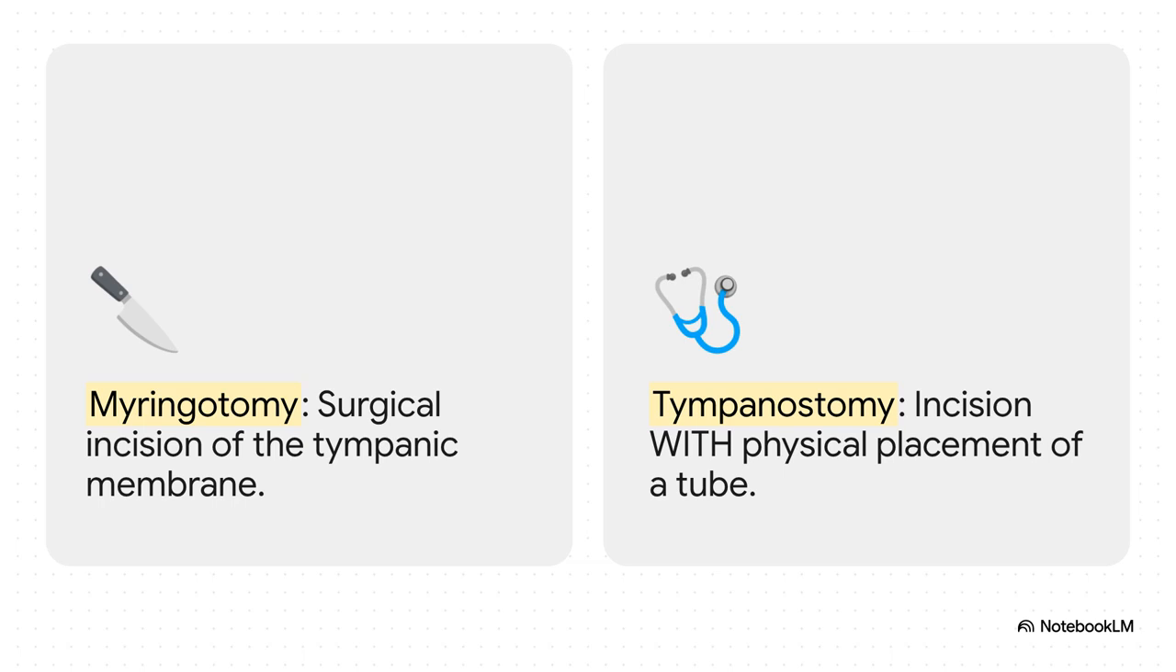Okay, lean in for this one because it is one of the most common coding traps on the CPC exam. A myringotomy is simply a surgical incision of the tympanic membrane. Just a cut. But a tympanostomy definitively requires the physical placement of a tube. If there's a tube, it is a tympanostomy for sure. Please don't let them trick you on this.